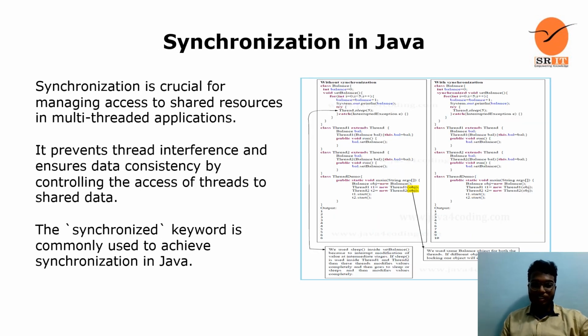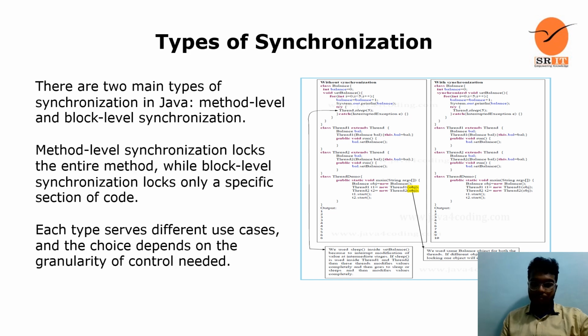And what is synchronization in Java? Synchronization is the process of execution control, deciding which thread executes first and which executes last or next. This prevents thread interference and ensures data consistency by controlling the access of threads to shared data. In Java programming, we have the synchronized keyword, which is used to achieve synchronization.